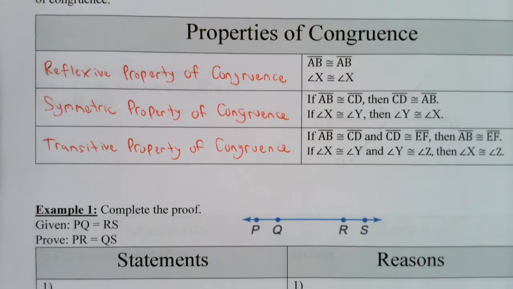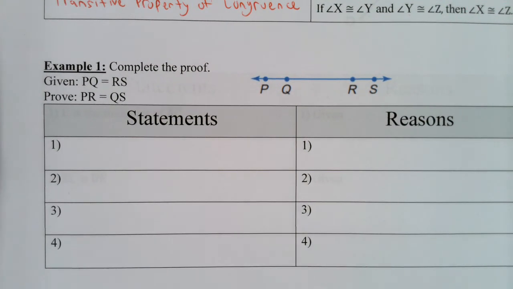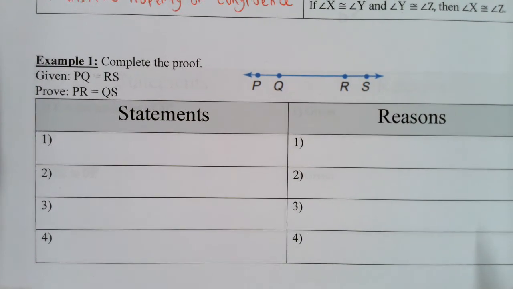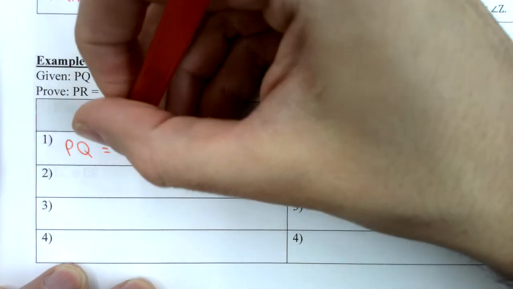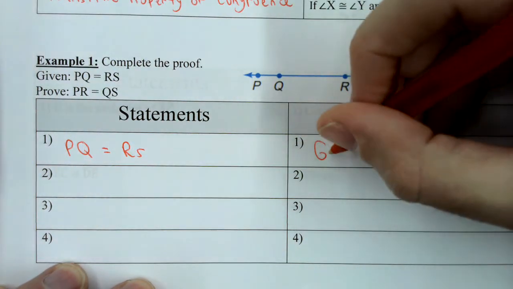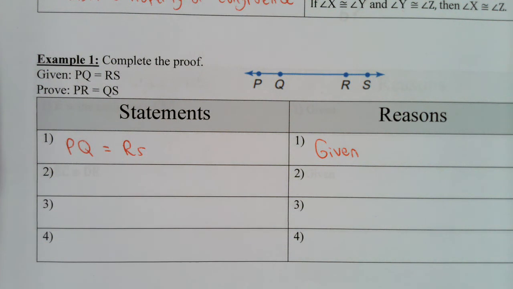Okay, so let's try the proofs. Example 1. Now we're doing two-column proofs. No more paragraph proofs, at least not today. We're given that PQ equals RS. That's my first statement. Reason 1 is given. You have to prove that PR equals QS. So how about if I do this?